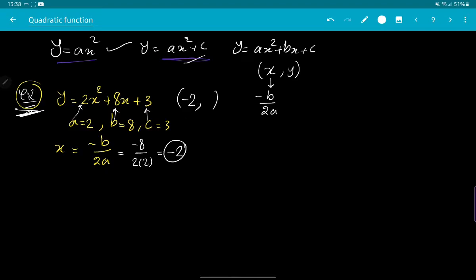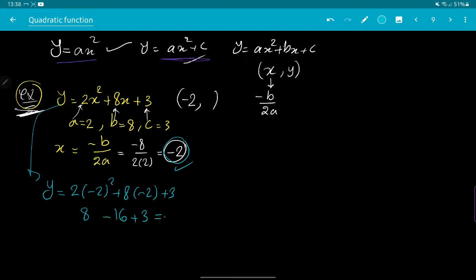How to find y? You will take the value that you got here and write y equals. Replace x with negative 2, because this is the value of x that gives you the value of y. 2 times negative 2 squared plus 8 multiplied by negative 2 plus 3. Negative 2 squared is 4 multiplied by 2, which is 8. 8 multiplied by negative 2 is negative 16, plus 3. This will be negative 5. So the vertex is negative 2 and negative 5.